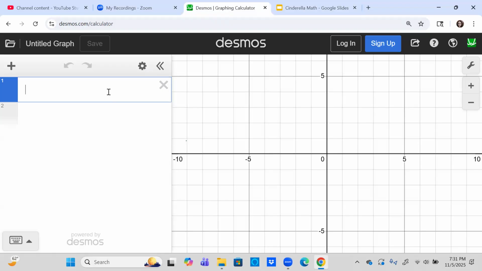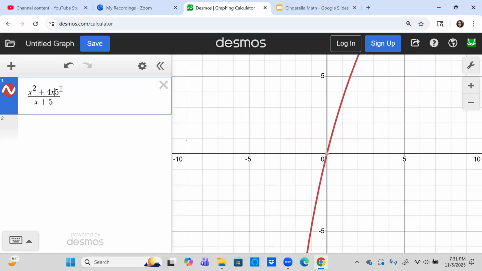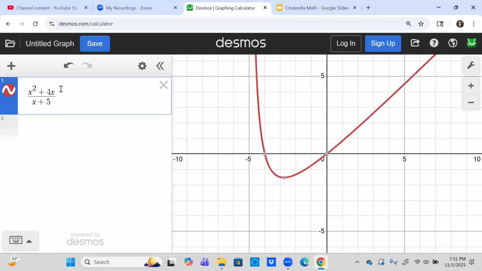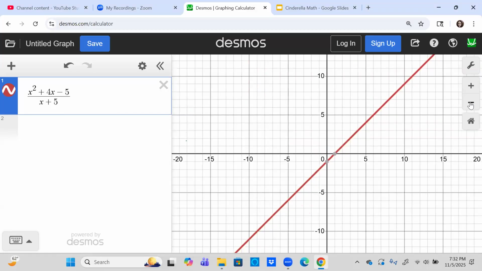So our first one, the function, it's a fraction because we're doing rationals. It's x squared plus 4x plus 5 over x plus 5. Oh, this one's supposed to be minus 5. Sorry. Minus 5. There we go. Nope, that's not right either. Sorry. If I could get my signs right, that would help a lot. Plus 4x minus 5. There we go. So that just looks like a line, but it is, but it's not. So that's our answer here.